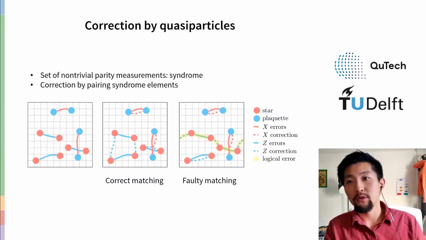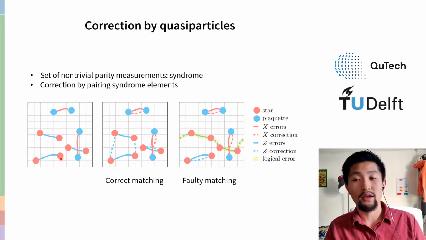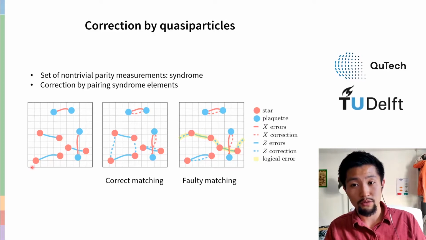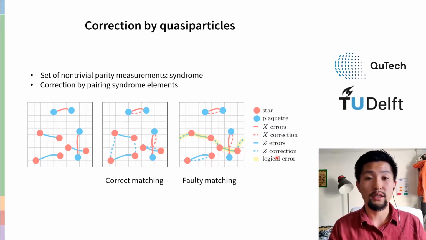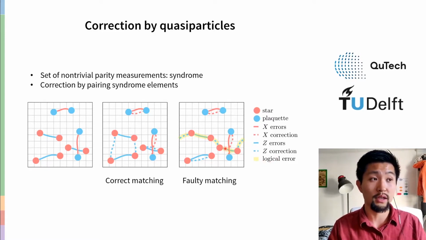Now let's call the set of non-trivial parity measurements the syndrome of the lattice. So these are the circles depicted here. Recall that a string of errors, which is depicted by these strings, triggers non-trivial parity measurements at the endpoints of the strings. Now, a simplified view of decoding is just to make pairings or matchings between these syndrome nodes. In this case, we will have a correct matching because we don't end up with a string of errors that crosses the entire lattice, where the corrections are these dashed lines. And here we have a faulty matching, or a matching that leads to a logical error, because what we end up with is a string of errors that crosses the lattice.